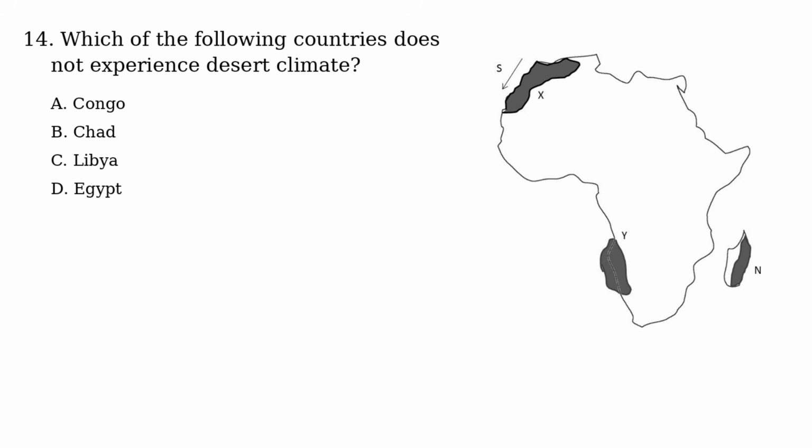Then question number 14. Which of the following countries does not experience desert climate? We have Congo, Libya, Chad, and Egypt. There the correct option is Congo. Why? Because Congo has mainly equatorial and tropical climates rather than desert climate. But Chad, Libya, and Egypt contain extensive desert areas. So always remember that Congo mainly has equatorial and tropical climates, and there is no desert climate like other nations including Libya, Egypt, and Chad.